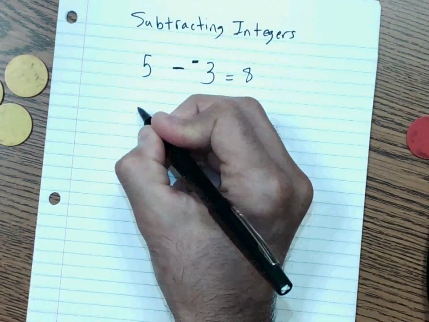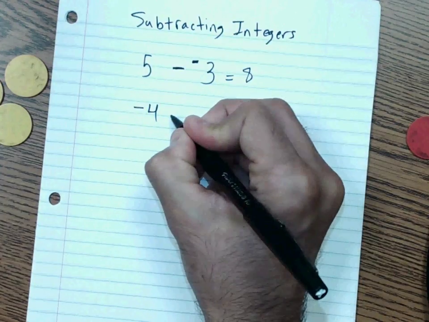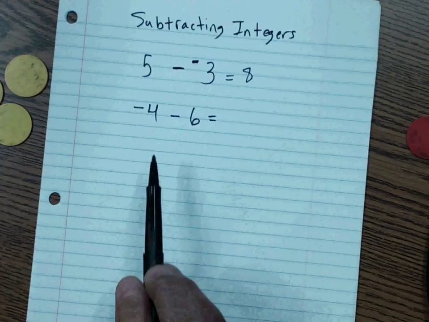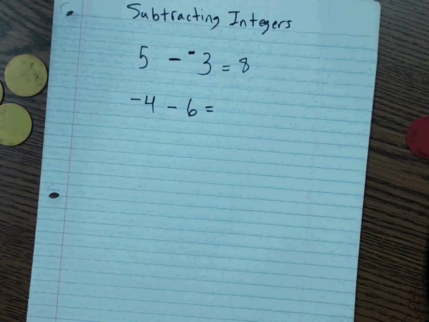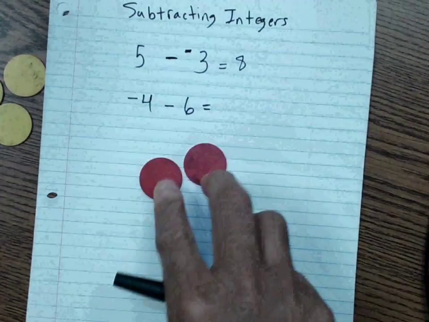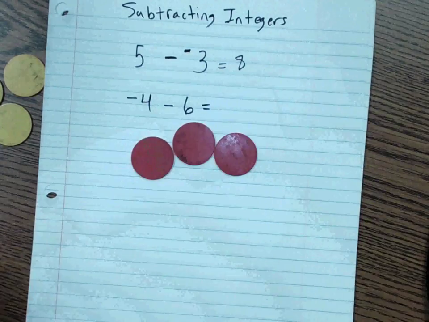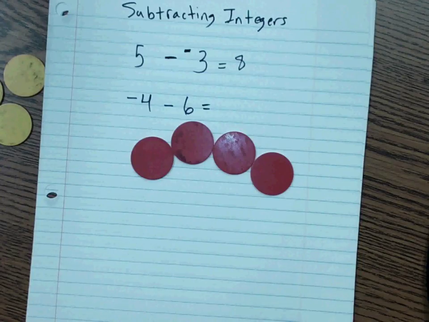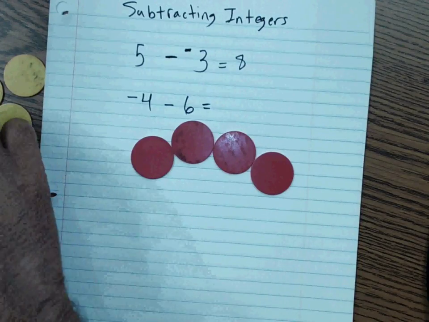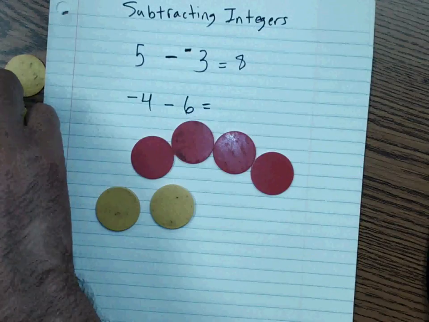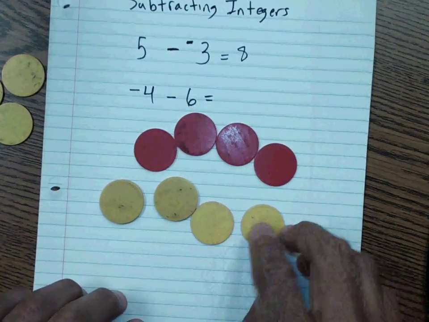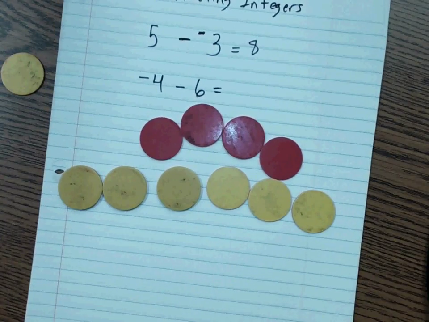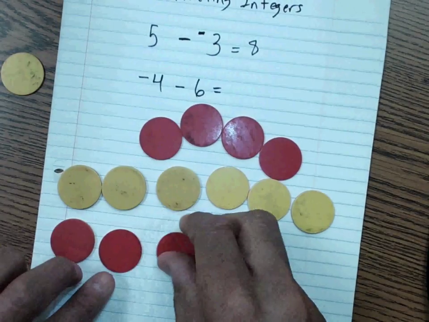Let's do negative 4 minus positive 6. So look at your first number. Alright, I'm going to put my negative 4 up there first. So 4 red. And it's telling me to subtract positive 6 from it. I don't have positive 6. But I'm going to give it positive 6, so I'm going to give it 6 yellow. I can't just give it 6 just like that. I've got to give it its zero pair.